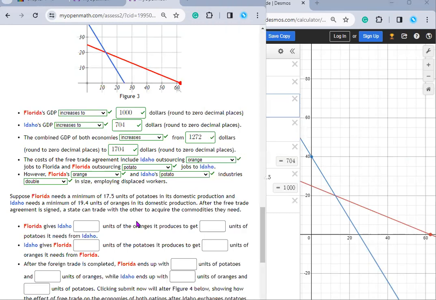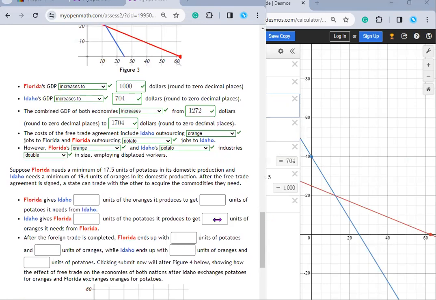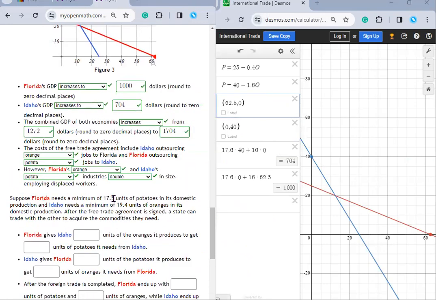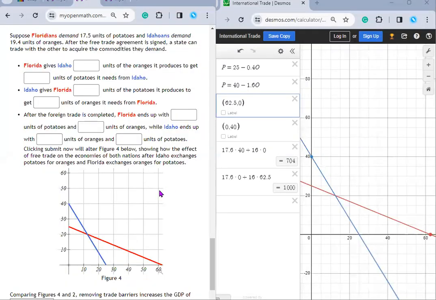Okay, so now suppose Florida needs a minimum of 17.5 potatoes. I should say demands. Suppose Florida demands 17.5 potatoes. I went through and altered the language here. So suppose Floridians demand 17.5 units of potatoes and Idahoans demand 19.4 units of oranges, right? So after the free trade agreement is signed, a state can trade with the other to acquire the commodities they demand. So what is going to happen here?